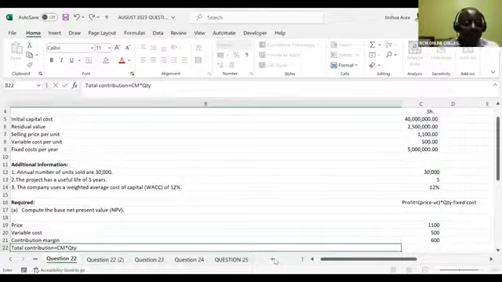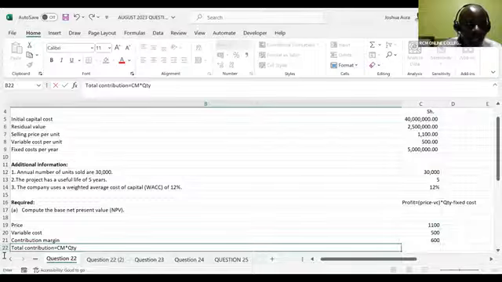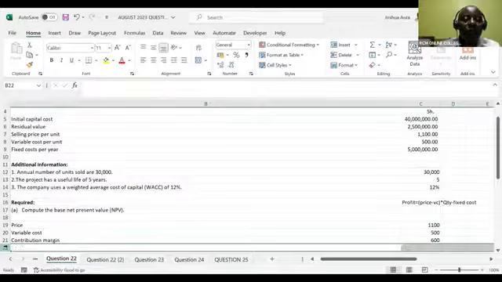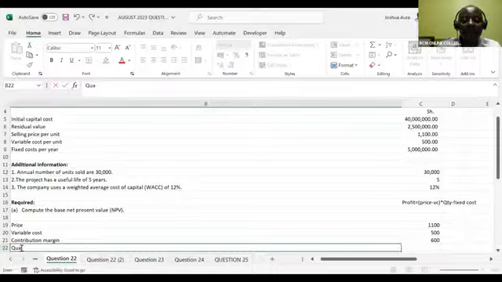Now, ladies and gentlemen, I would want to go back a little bit here and add a new row. So I'll say Control Shift, add. I just want to insert quantity here. The quantity has been provided somewhere. This quantity, annual number of units sold, is 30,000. So in this case here, we have 30,000.